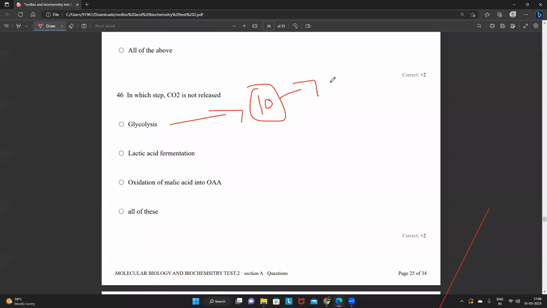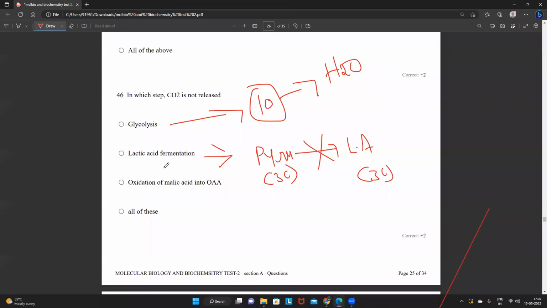No. In glycolysis, my friends, we only release a water molecule. Please remember my words. In glycolysis, we have never released any carbon dioxide. Lactic acid is formed from what? You tell me. Pyruvate. Pyruvate has how many carbons? 3 carbons. Lactic acid has how many carbons? 3 carbons. So where there is a release of carbon dioxide, here also carbon dioxide is not released.